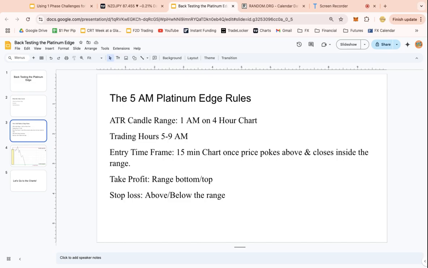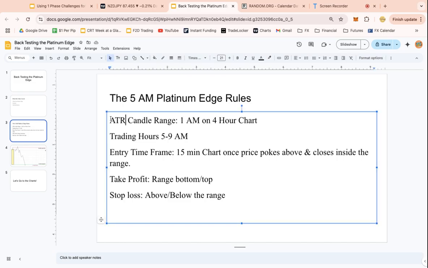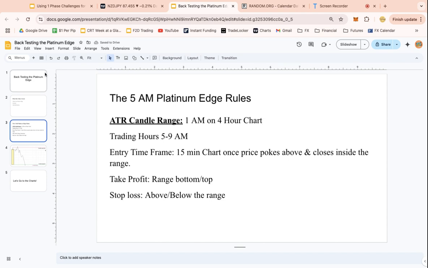All right. So these are the 5 a.m. Platinum Edge rules that we'll be looking for in this backtesting. One key rule that I need to state if you design your own Platinum Edge, because this is not locked in stone, is this: whatever time frame that you designate for your ATR candle range, that needs to be the same as your trading hours, okay? And I'm going to type that out because it is just that important.